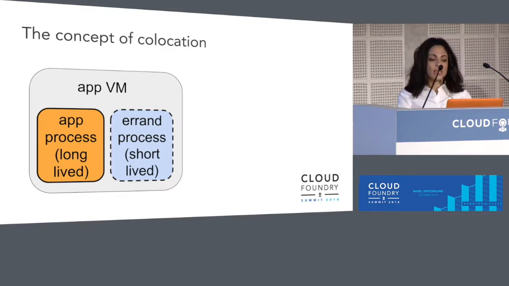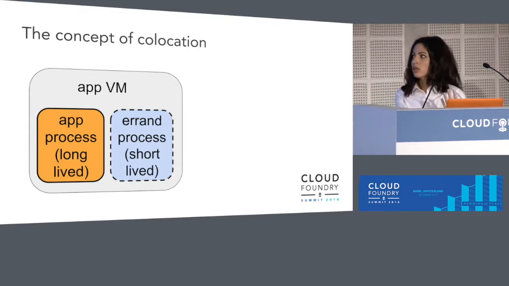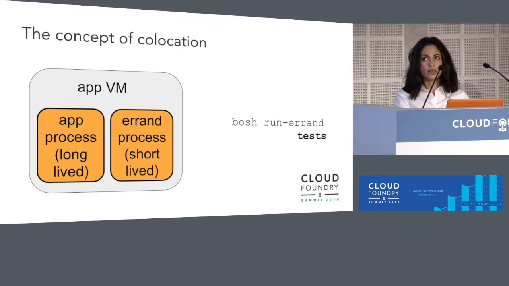And the main idea is that the errand job is placed on the same instance, the same instance group, as a long-running job. And that way, Bosh does not need to create a new VM to run the errand script from there. But instead, when invoked, it simply executes the script that it has previously collocated in an existing long-running VM.